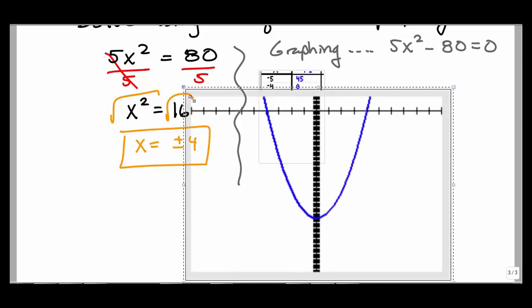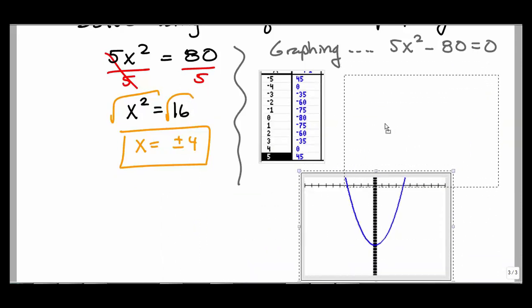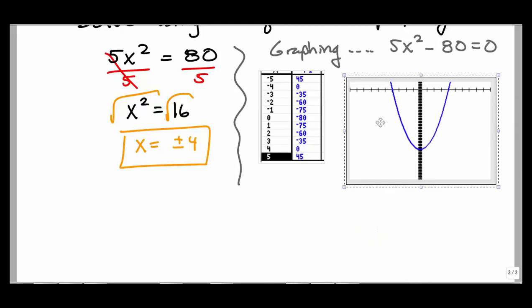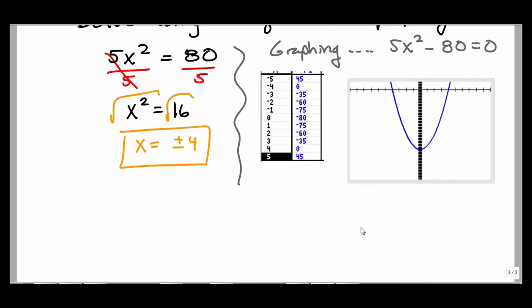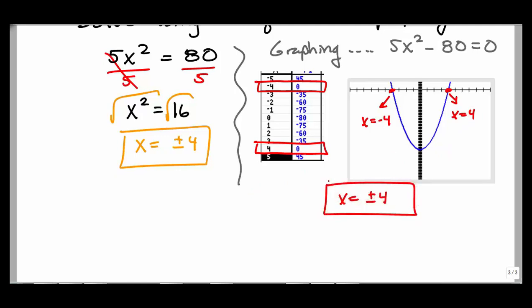So definitely using the recommended square root property is a great idea, but I would graph it too just to double check your work, because again you can see a solution here at -4 and we can see a solution here at +4 in our table, and then we can also see the same solutions here at -4 and at +4 here. So x equals ±4 for my solutions here.